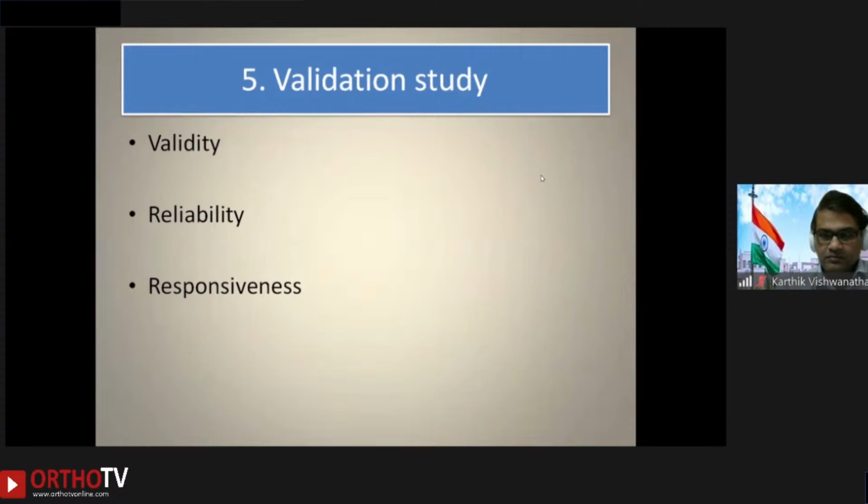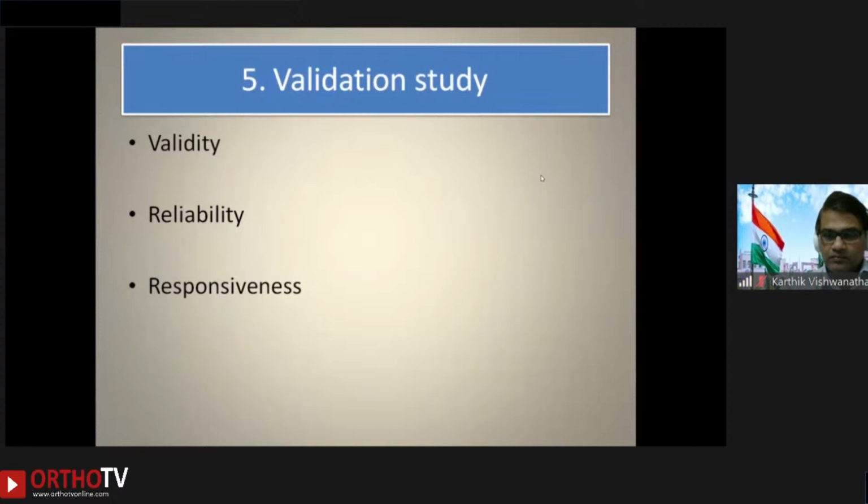Reliability, two types of reliability are there. One is internal consistency, which is measured using Cronbach's alpha. Okay, it shows how good the correlation is amongst various items of a questionnaire. So a value more than 0.95 means probably 2 items are measuring the same domain, so that needs to be removed. Test-retest reliability is also measured.